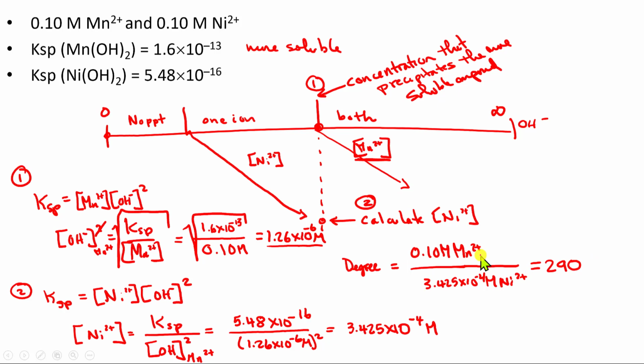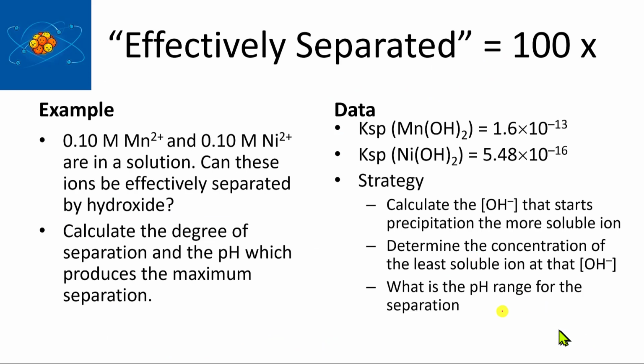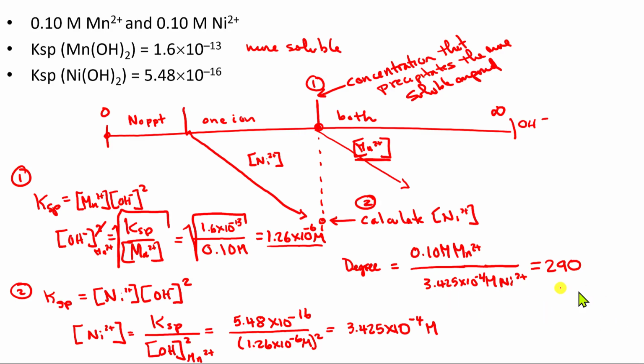Now, there's a couple other ways this question gets asked. It says, what is the pH range for the separation? So that could actually be the question itself. What we just did was calculate how effective this separation is. But if you wanted to know what the pH range is in which precipitation occurs for one ion, then you need to calculate a third point. And the third point's this one here. This is the concentration of hydroxide that'll start precipitating out the nickel. And then you have to convert that into pH. So we'll do that on the next slide.